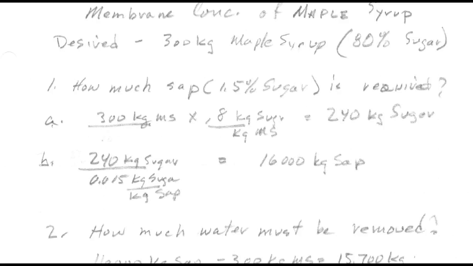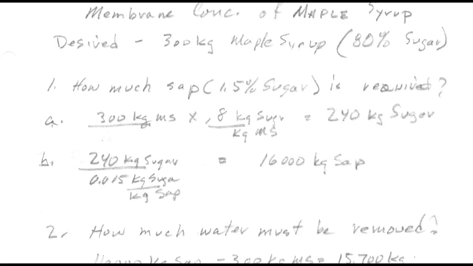And to solve a problem like this, you have to establish a basis. There's many types of basis. You could do it on the basis of 1 kilogram of syrup, 1 kilogram of sugar, 1 kilogram of sap. There's a lot of ways to approach this. In this case, the person wants to produce 300 kilograms of maple syrup, which is 80% syrup, 80% sugar. So that would be the basis.